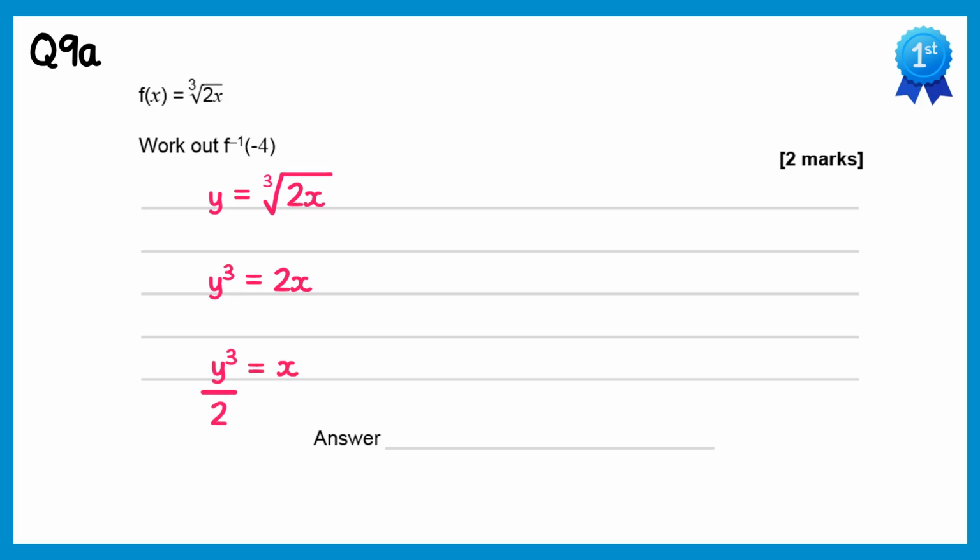If you now switch x's and y's round, then you get x cubed over 2 equals y. So inverse f of x equals x cubed over 2. We've been asked to find inverse f of negative 4, so we'll substitute in negative 4. Negative 4 cubed is negative 64, so negative 64 over 2 is negative 32.